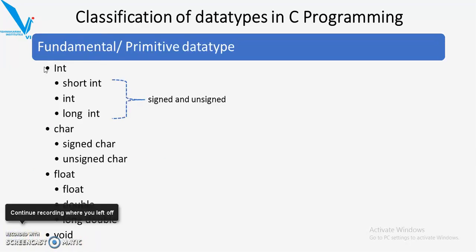Primary or fundamental data types in C programming includes the four most basic data types, that is int, character, float, and void. Int, it is responsible for storing integers. The memory it occupies depends on the compiler, that is 32 or 64 bit. In general, int data types occupy 4 bytes of memory when working with the 32-bit compiler.